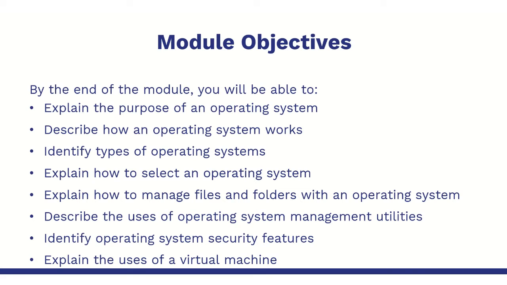Now, in this chapter, we are going to learn about the following topics. First of all, we want to explain the purpose of an operating system. We will identify different types of operating systems. We shall explain how to select an operating system. We shall also elaborate on managing files and folders with an operating system. We will also describe the uses of operating system management utilities.